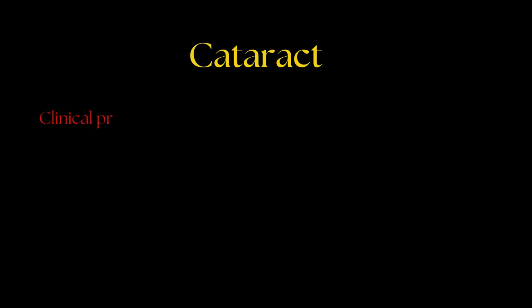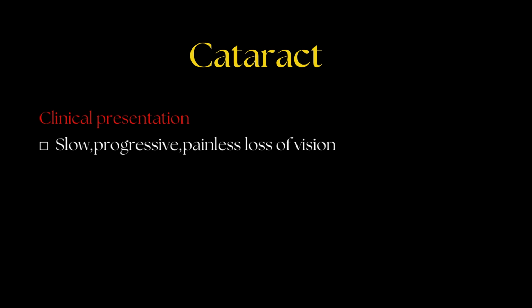Cataracts can affect vision in various ways depending on their type and stage. Let's explore some of the most common signs to be aware of. Slow, progressive, painless loss of vision. Cataracts often cause a gradual decline in vision, which may go unnoticed at first. Over time, this can affect the ability to see clearly, especially in low-light conditions.